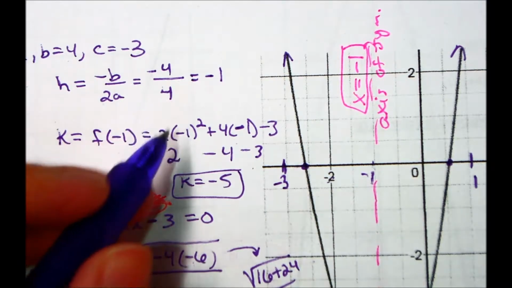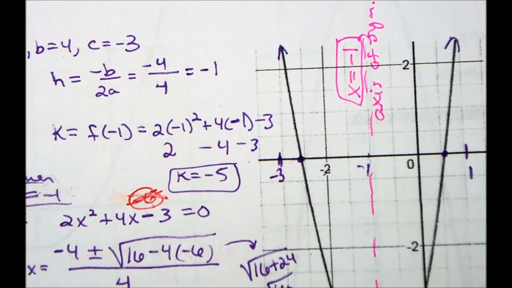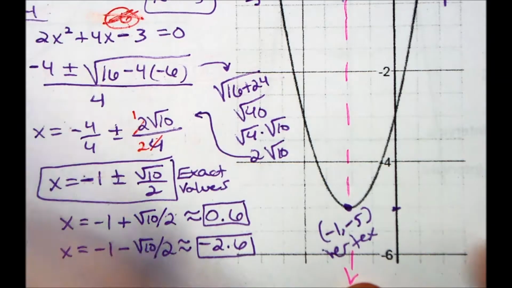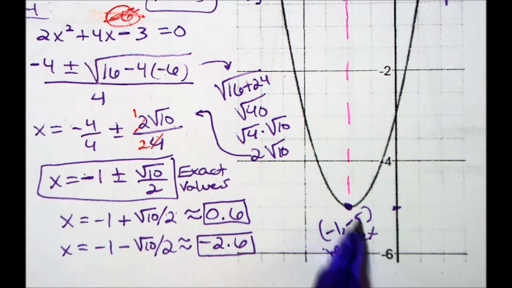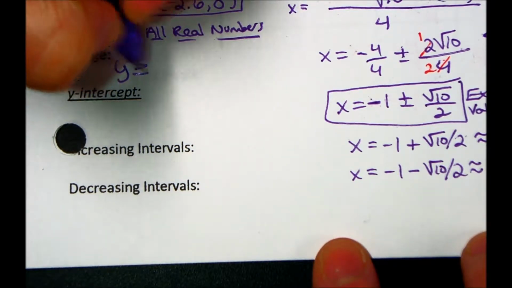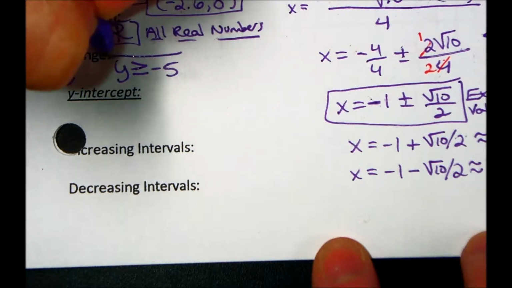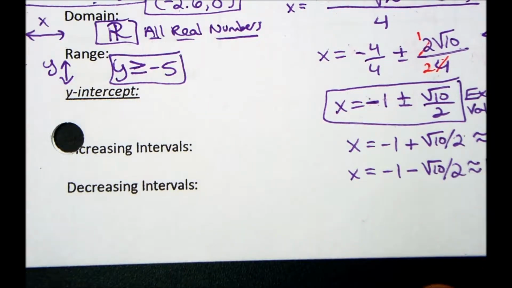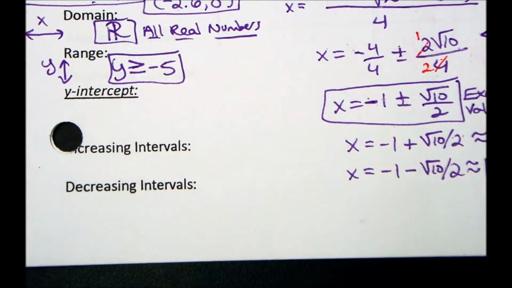So does this graph ever stop going up? No, it's going to keep going up forever and ever. But at what value does it stop going down? The lowest point on the graph was that minimum value of negative 5. So y can equal negative 5, and it can be everything greater than negative 5. So you're going to write your range as an inequality that states that y can be anything greater than or equal to negative 5. And again, that negative 5 comes from the k value, which is the y-coordinate of the vertex.